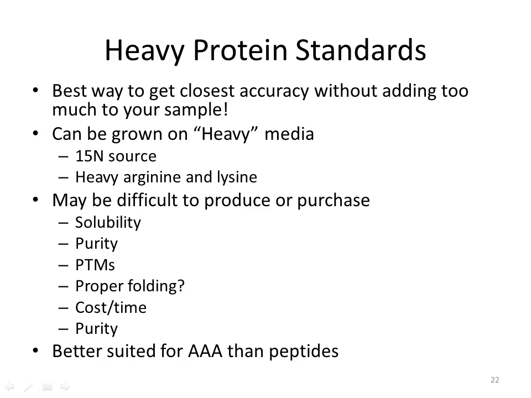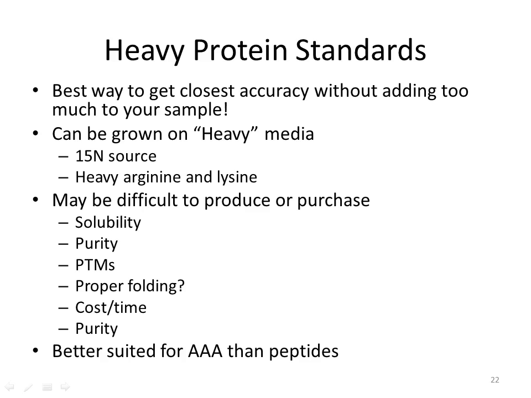Okay, heavy protein standards. It's the best way to get the closest to accuracy you can without adding too much to your sample. If you do SILAC, you're adding an entire proteome to your sample and effectively diluting it by a lot. So that's why a lot of people prefer to go to heavy peptides and heavy proteins, on an individual case-by-case basis, rather than adding an entire additional proteome.